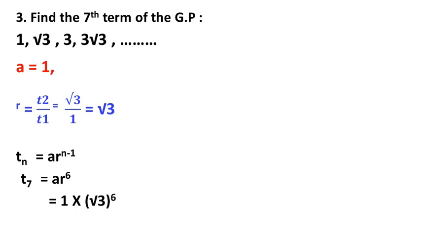Root 3 to the power 6 means root 3 into root 3 into root 3 into root 3 into root 3 into root 3. As soon as we calculate root 3 into root 3, its value is equal to 3. So root 3 to the power 6, the value will be equal to 27. 27 into 1 is 27. Hence the seventh term of the GP is 27.